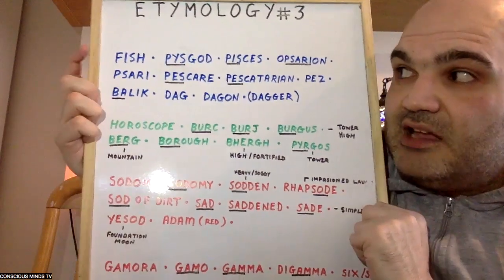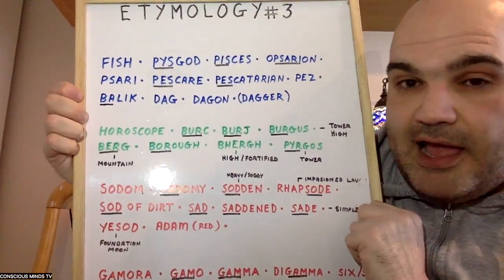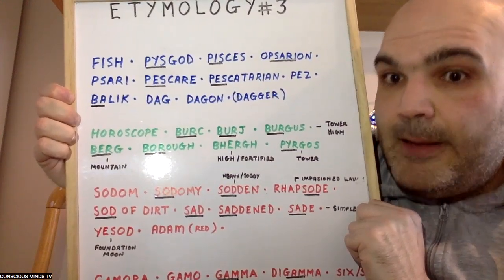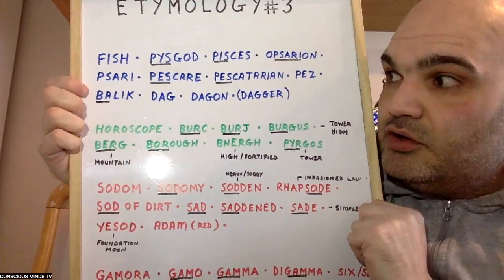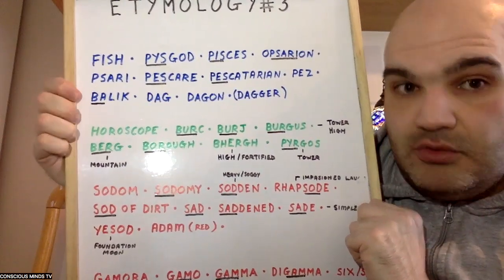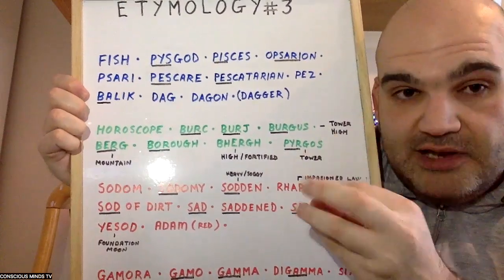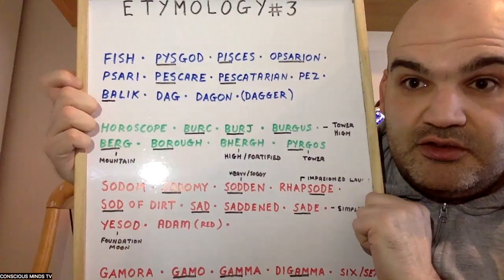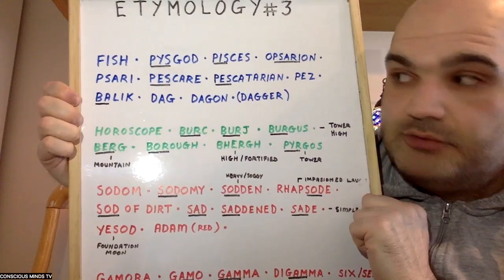So that is looking at the word fish in different languages, and looking at the interchangeables of F, P, and B, and how you can interchange those letters to all have a similar meaning when you look at the same word in different languages.